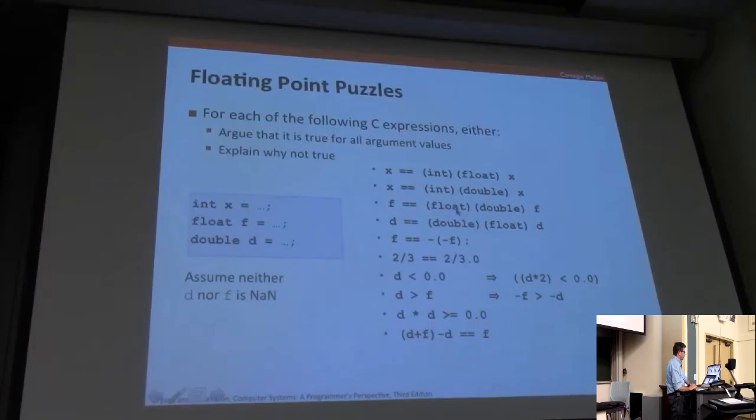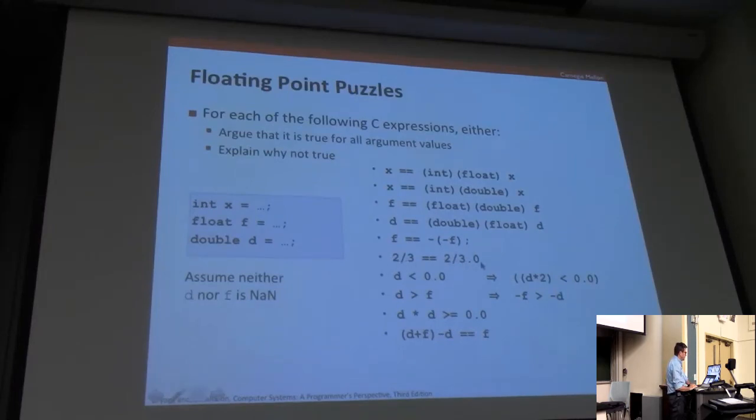Now what if we take a float f, cast it to a double, and then cast it back to a float? Will that always equal the original f? Yeah. What about the converse, though? What if we take the double d, cast it to a float, and cast it back to a double? No. How about this? How about if we take f, negate it, and then negate that again? Will that always equal f? Yeah, because we're just toggling a bit, right?